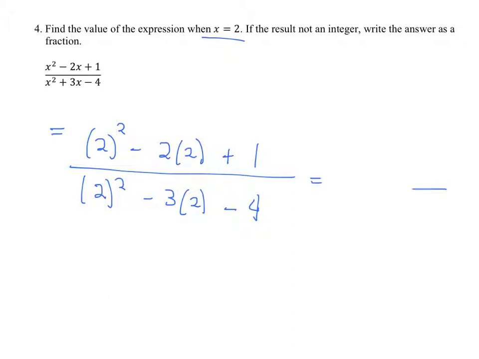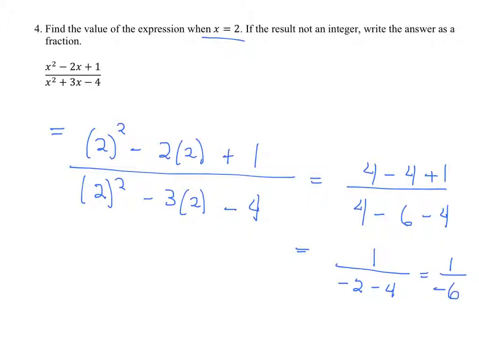So let's look at our numerator. It'll be 4. Take away 4, because 2 times 2 is 4, plus 1. Let's do our exponents and multiplication at the same time in the denominator. 4 minus 6 minus 4. So in the numerator, 4 take away 4 plus 1 is 1. 4 take away 6 is negative 2 minus 4. So it's 1 over negative 6.